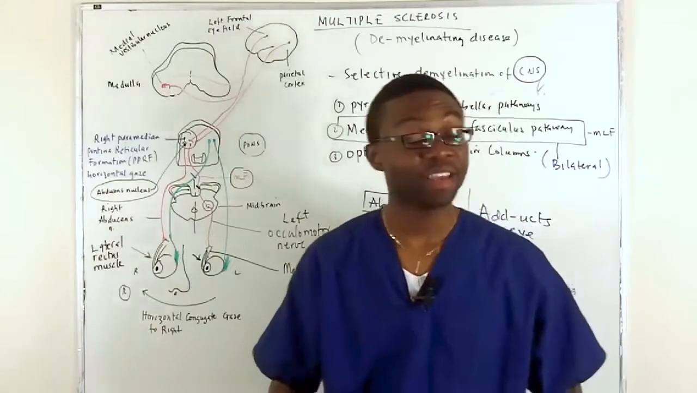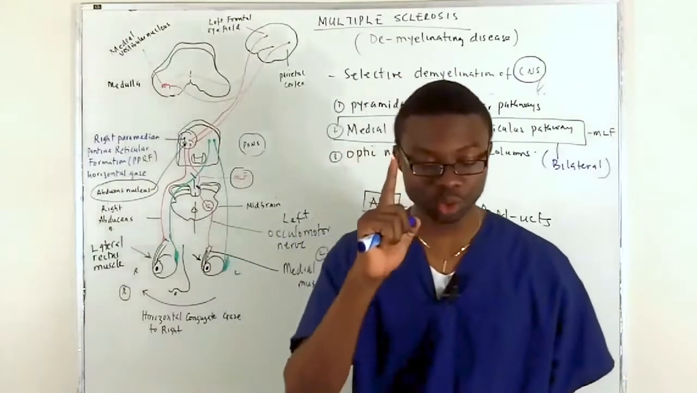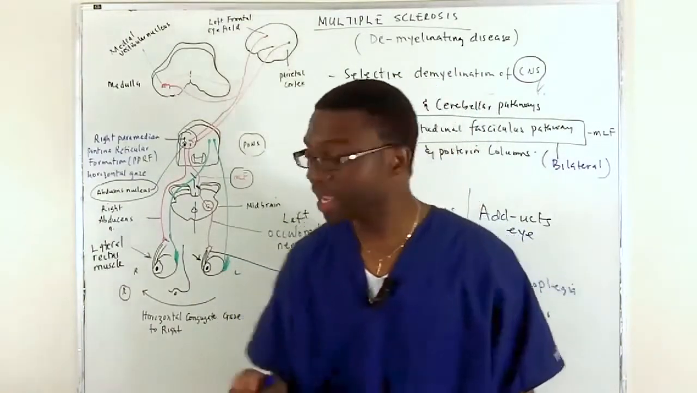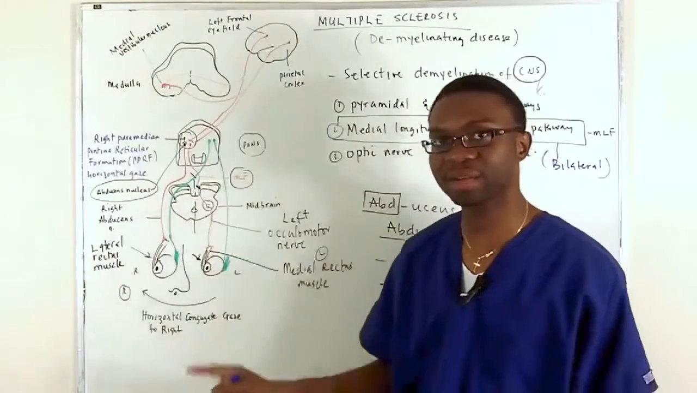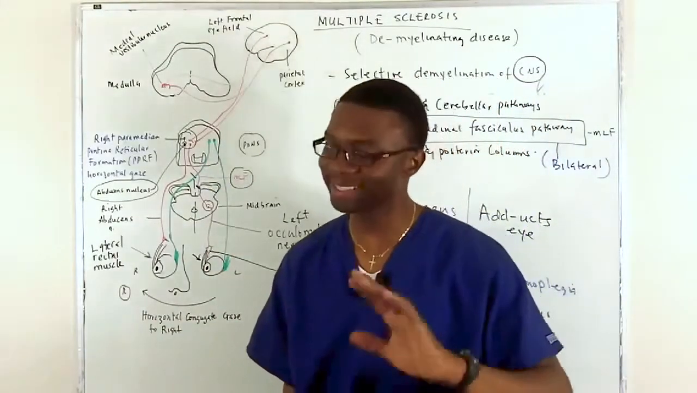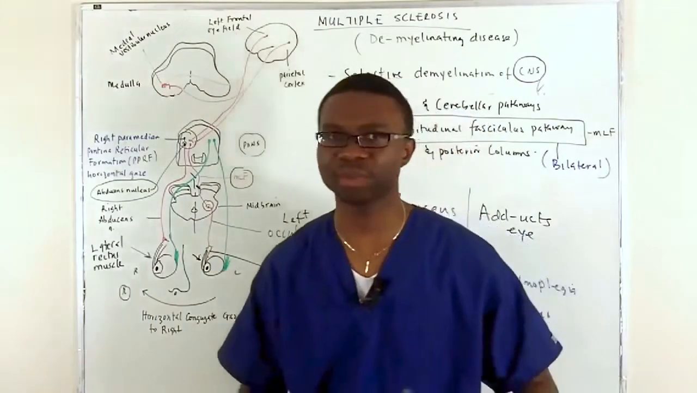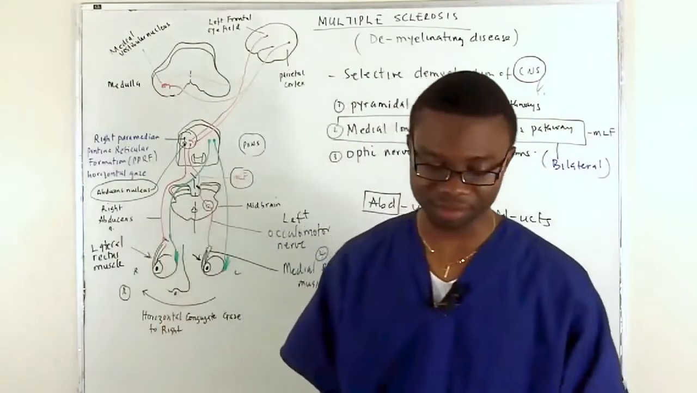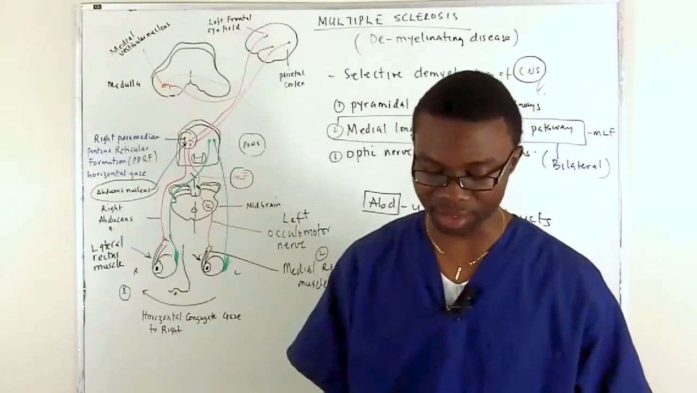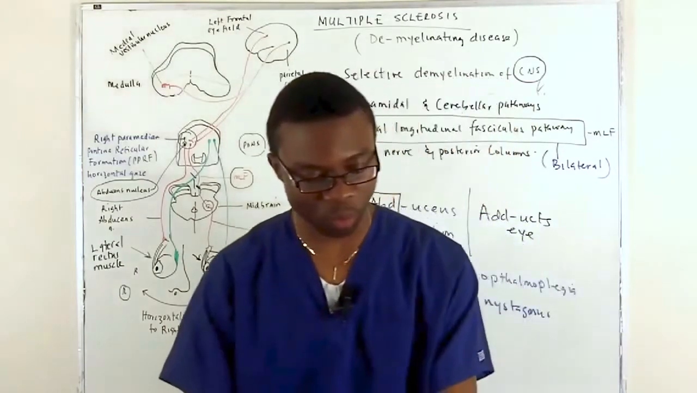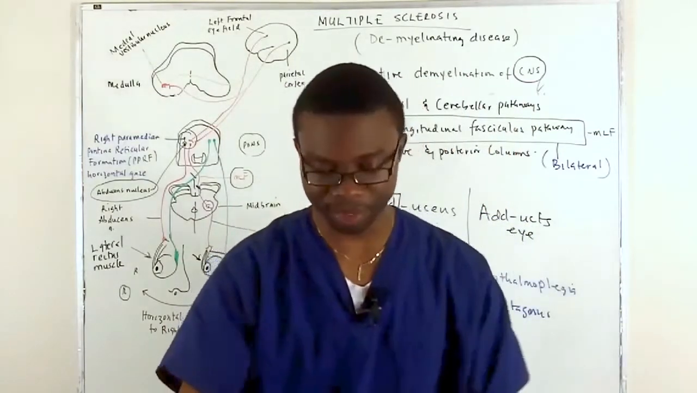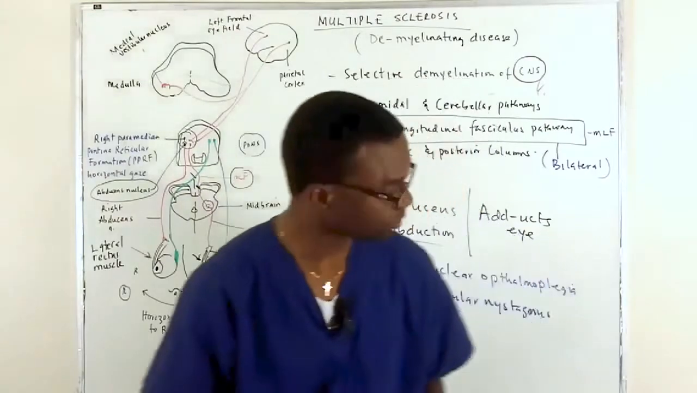Just one warning. If a patient does have just one unilateral lesion in just one of the MLF, it's an infarction. It is not multiple sclerosis. It's basically an infarction. It could be ischemia in the brain. It has to be bilateral. Now that explains what MLF means when a patient has multiple sclerosis.